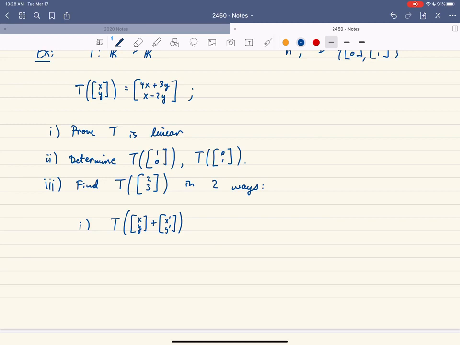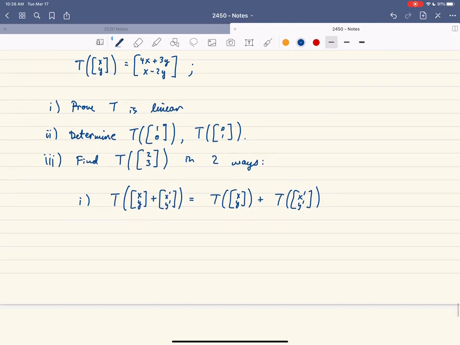And what I want to do is look at what that is going to be, and make sure that it is T of (x, y) plus T of (x', y'). I want those to be the same. That's what I'm hoping for. If they're not the same, this is not linear. If they are the same, it is linear. So that's what we need. We need to compute both of these.